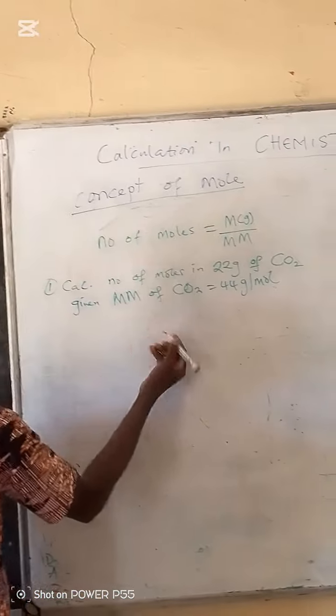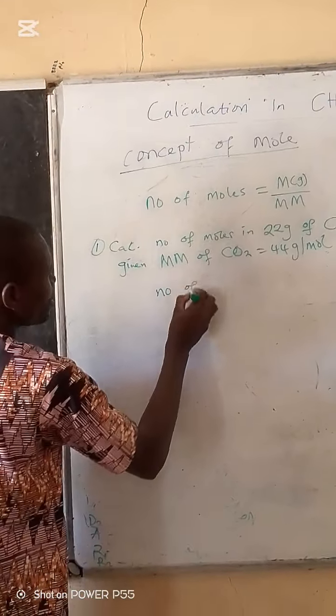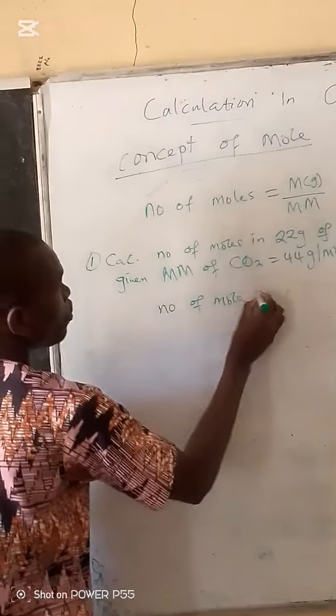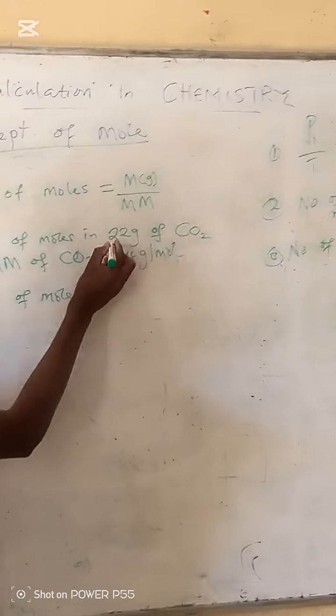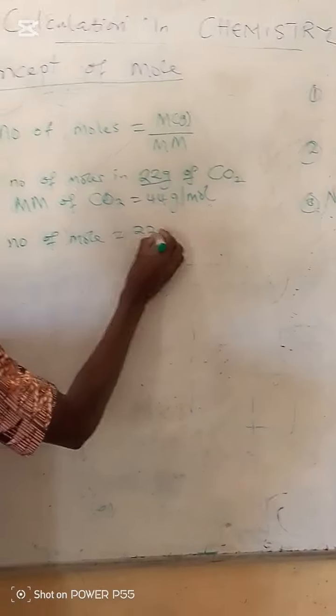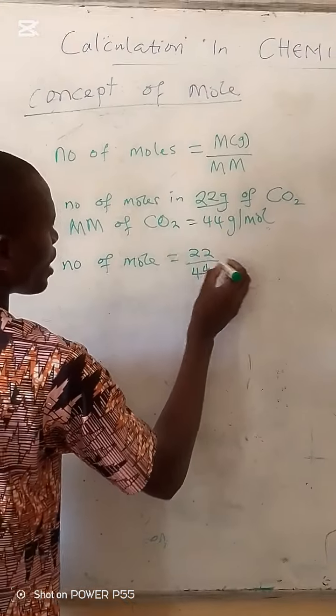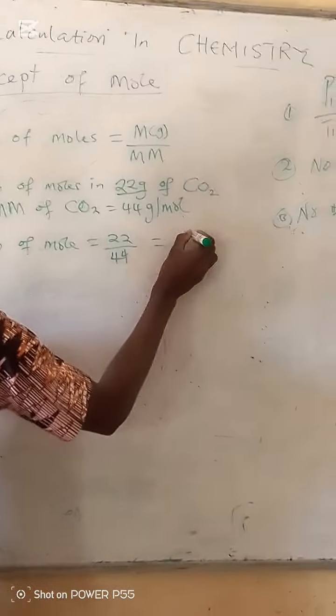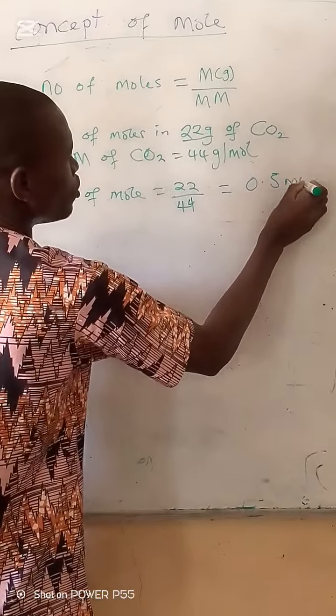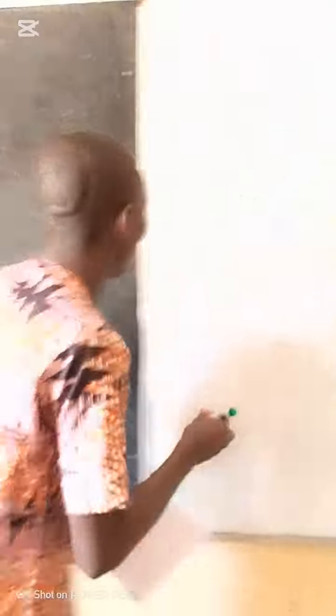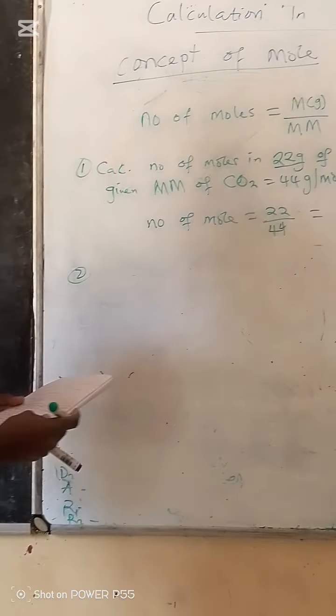With this formula, number of moles is equal to, what is the mass in grams given? 22 grams, of course, divided by, what is our molar mass? 44 gram per mole. What's the final answer? 0.5 moles. Simple. So this is the third formula. Let's quickly look at the second example.